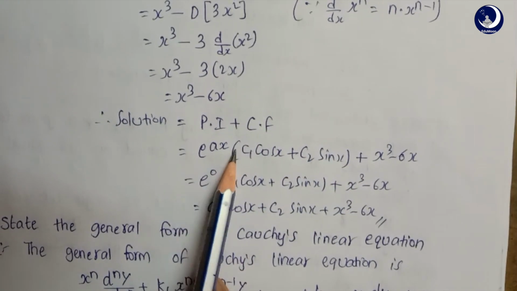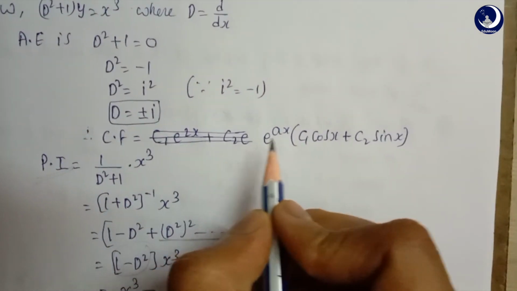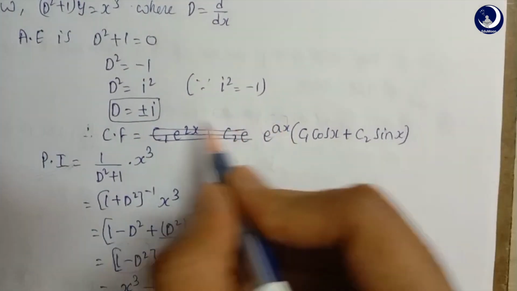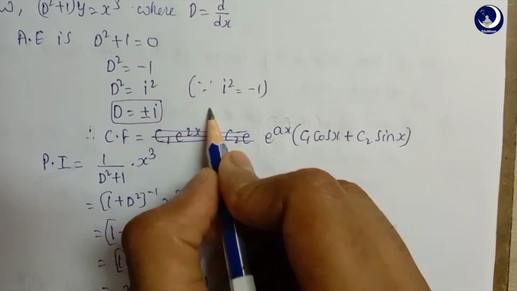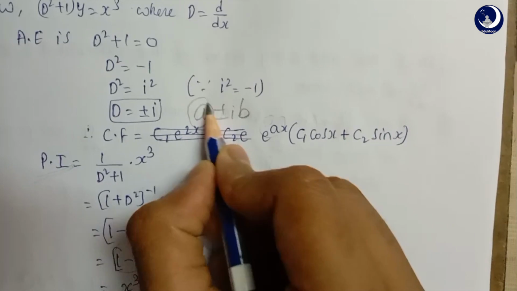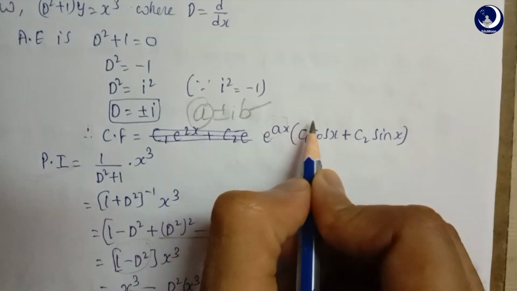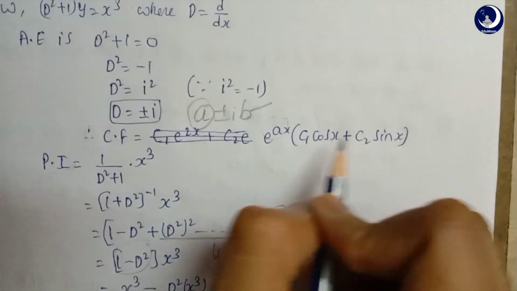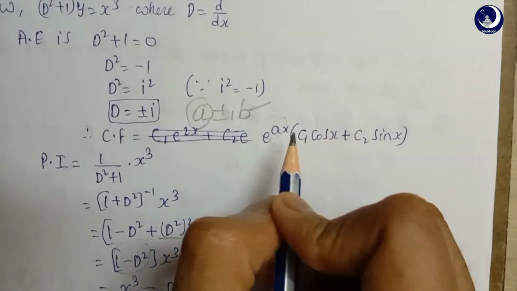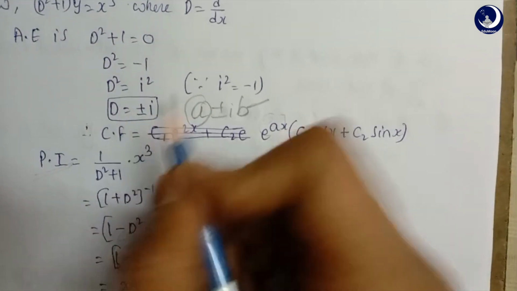CF means e power ax into c1 cos x plus c2 sin x. We already done it. We know it is in the form of a plus or minus ib. Here a means real root, b means imaginary root. We got imaginary root 1, that's why we got cos 1x plus sin 1x. c1, c2 are constants. Here no value is there for a, that means a equal to 0.